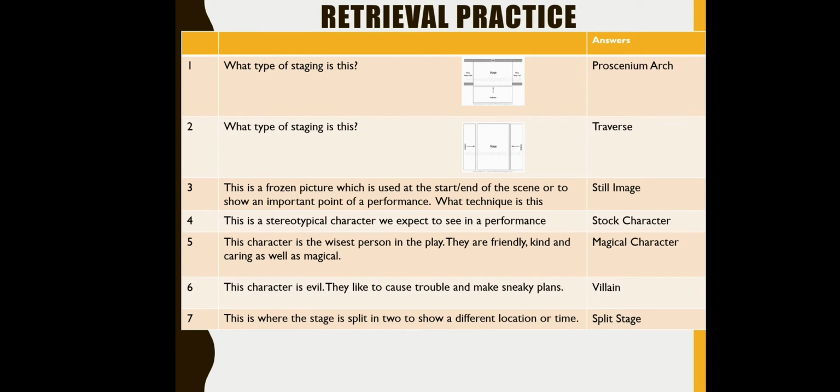Here are the answers to the retrieval practice. Number 1, proscenium arch. Number 2, traverse. Number 3, still image. Number 4, stock character. Number 5, magical character. Number 6, villain. And number 7, split stage. Please make sure you have the correct answers written on your sheet and then stick your sheet in the front of your books.